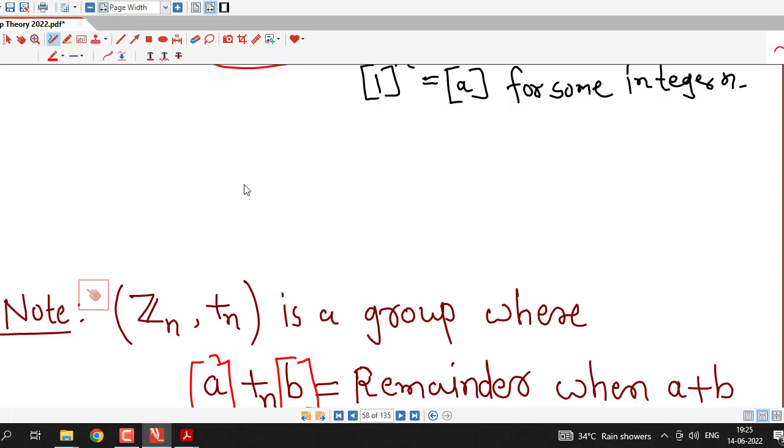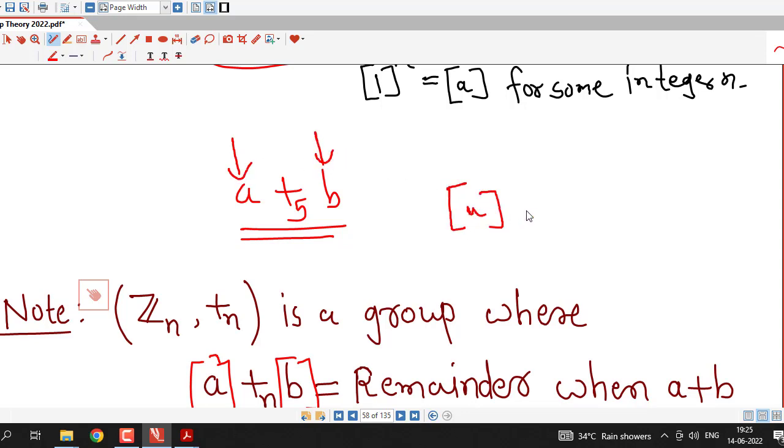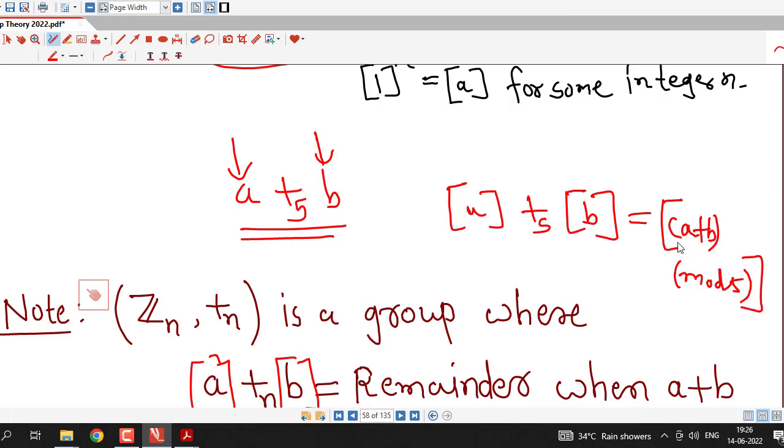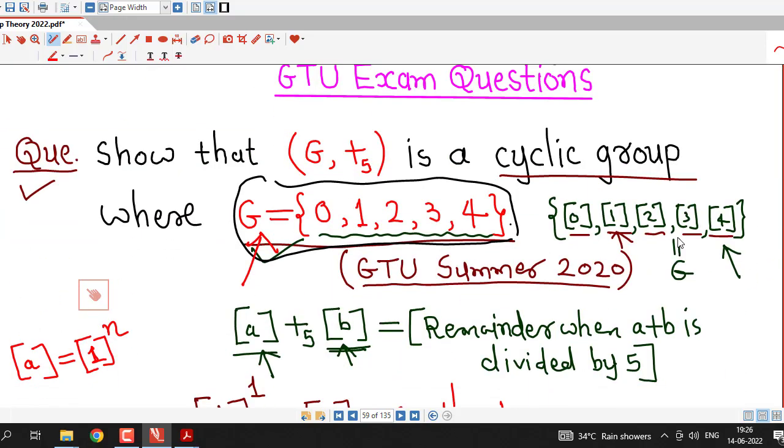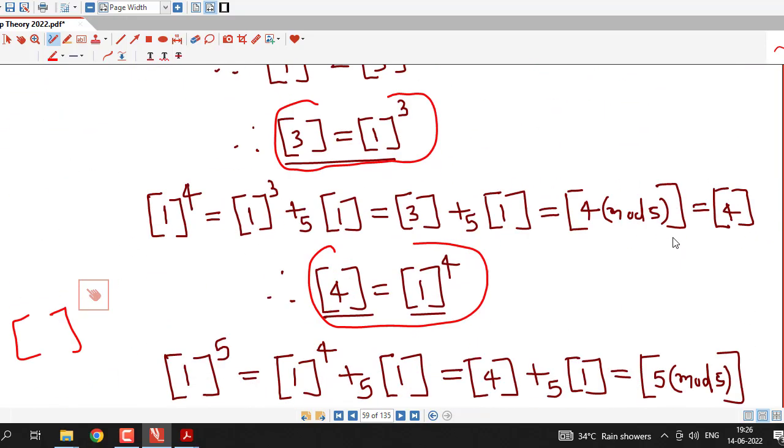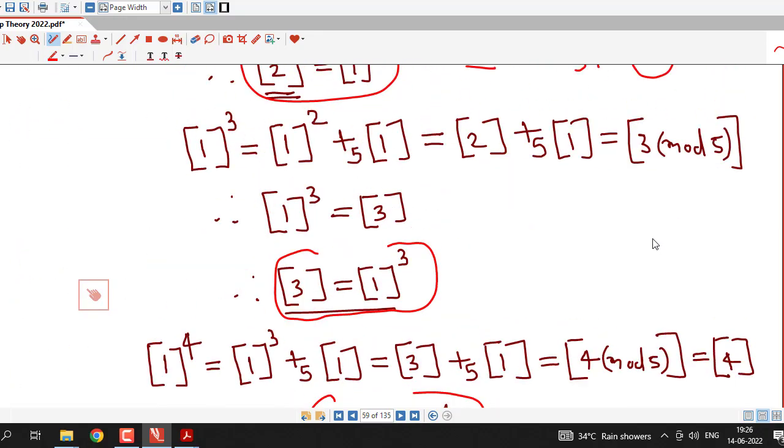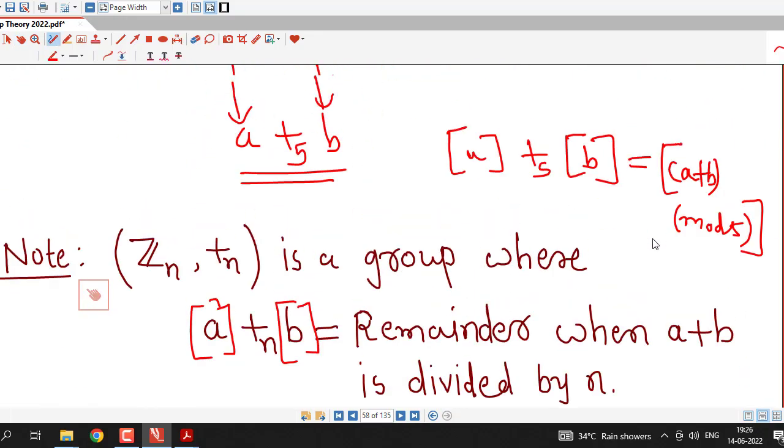Here there is a big difference. This is not an operation between two integers, it is an operation between two sets which are equivalence classes, and the resulting element is also a set, which is the equivalence class generated by the remainder when a plus b is divided by 5. So they can ask you to prove that this type of group is a cyclic group.